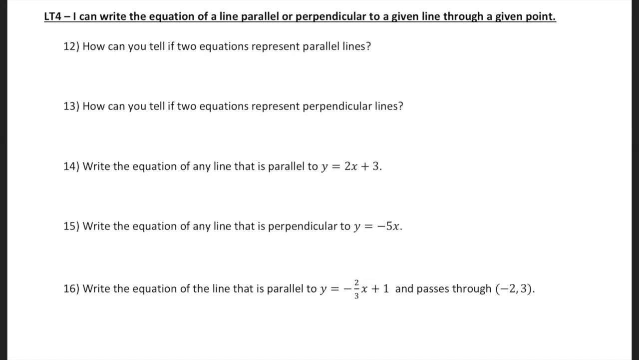I can write the equation of a line parallel or perpendicular to a given line through the given point. So first of all, how can you tell if two equations represent parallel lines? Well, parallel lines never touch. So if this is a line, a parallel line would be at the same angle. And remember, what do we use to describe the angle or the steepness of a line? That's slope. So if the two lines never touch, they have to have the same angle, which means they have to have the same slope.